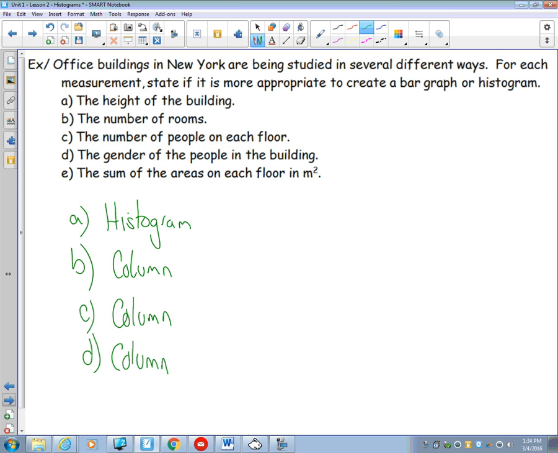And the sum of the areas of each floor in meters squared, again, we're measuring, so that would be a histogram. Just so we can tell which one to use and when to use it.